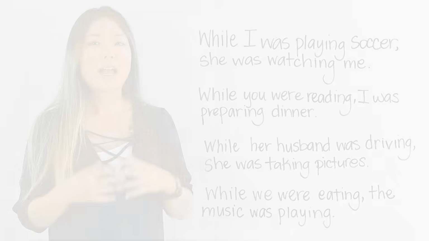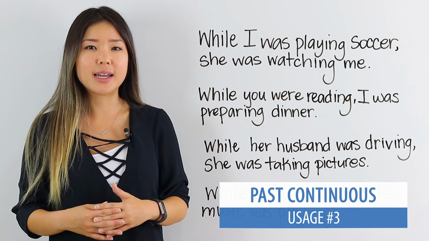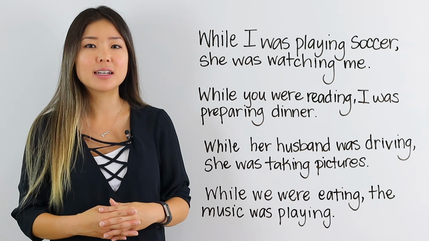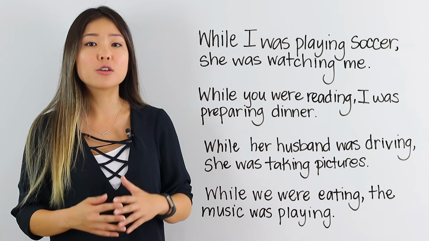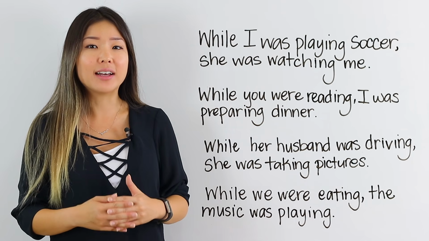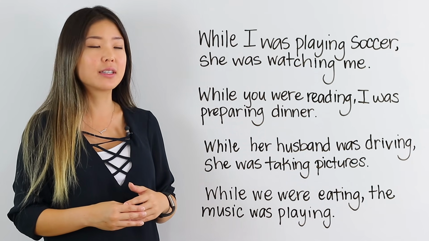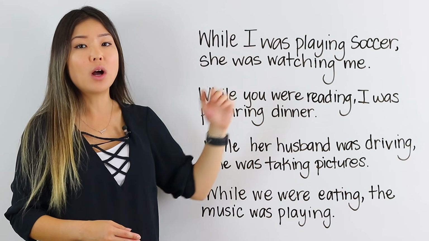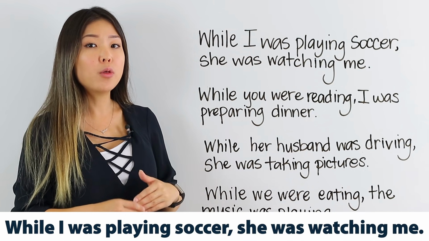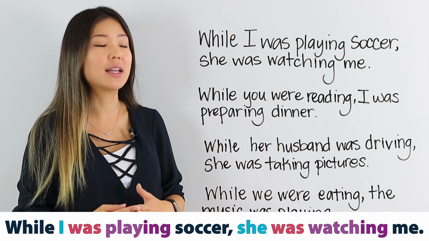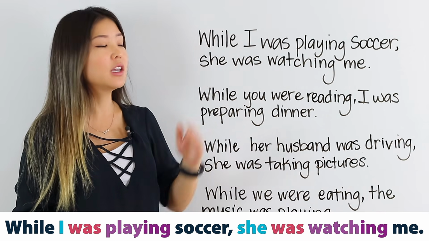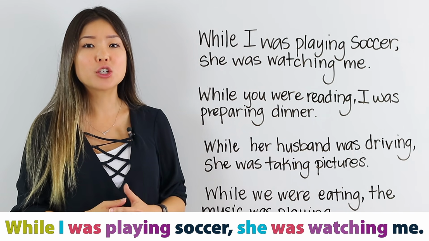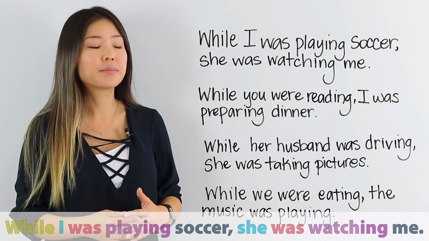Let's move on. Another usage for the past continuous tense is to talk about two actions that were happening at the same time in the past. We use the past continuous tense for both actions with the word while. Let's take a look at some examples. The first sentence says, while I was playing soccer, she was watching me. You'll notice that both actions are in the past continuous tense. I was playing soccer and she was watching me. The word while at the beginning shows that these actions were happening at the same time.